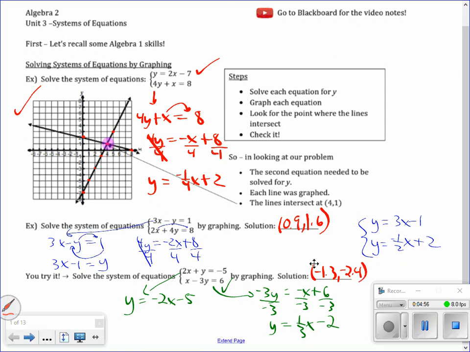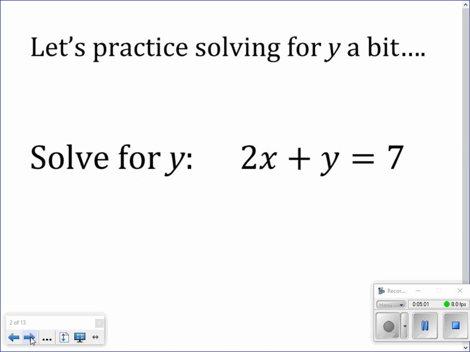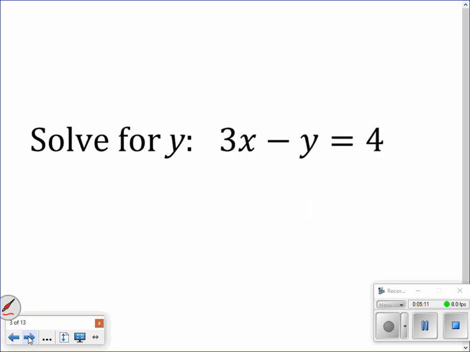All right, so the biggest challenge here in this topic is to solve for y. So we'll just go over a few of these real quick. So this one, I hope you notice, I can just pop that 2x over there. Y equals negative 2x plus 7, solve for y. All right, the next one, I would rather move this y over here and put the 4 back. So I have y equals 3x minus 4, and that would be solve for y.